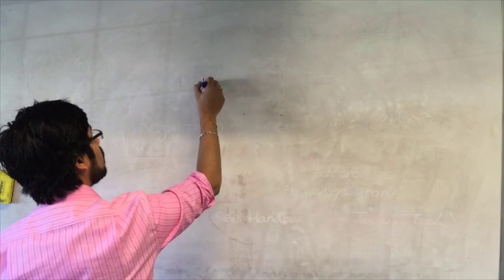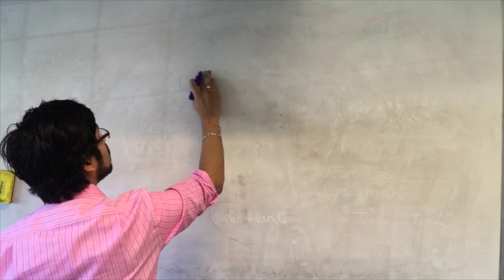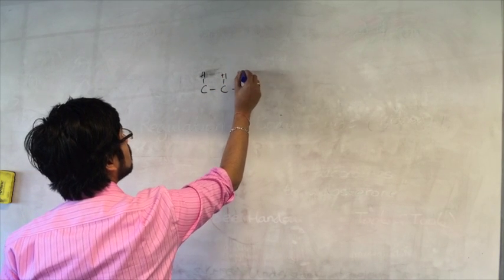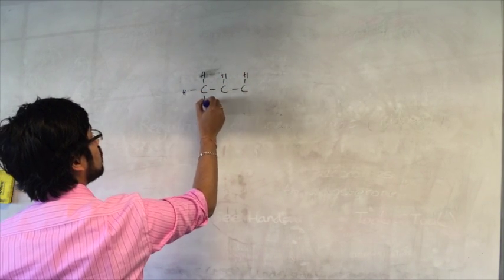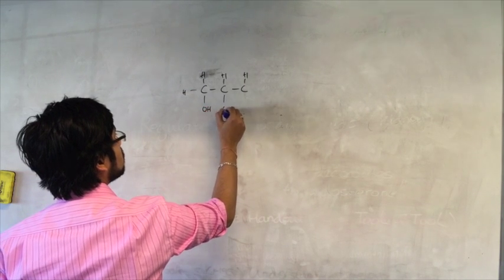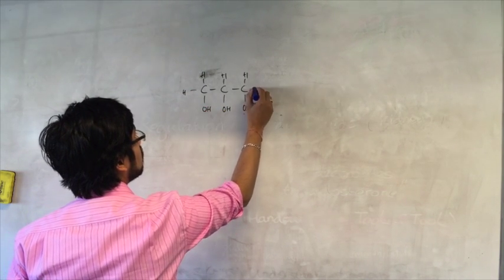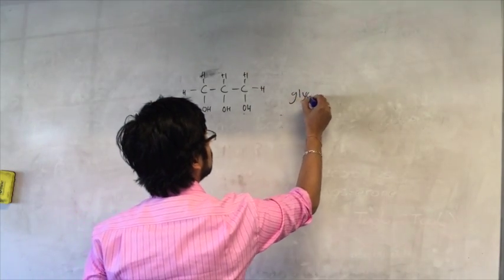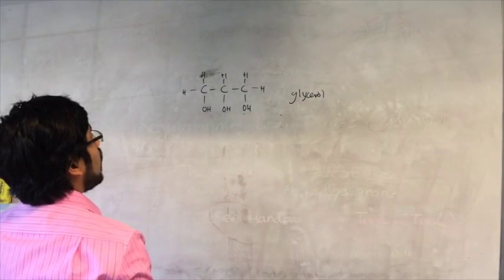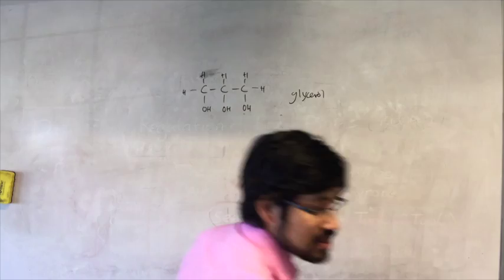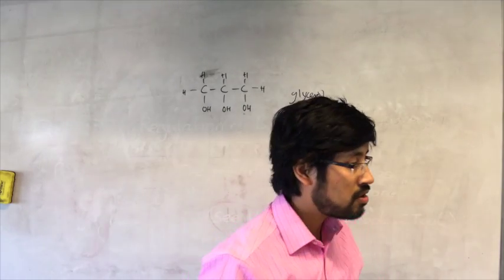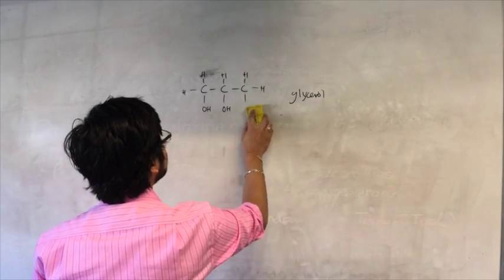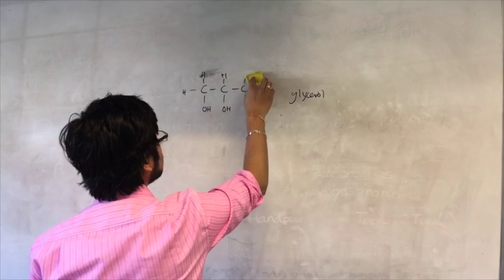So, the first one is glycerol. It's a 3-carbon molecule, and each carbon has an OH group on it. So that's glycerol. And for simplicity's sake, though you might not agree with me, what we'll do is just put one of those OHs up there, and you'll see why later.